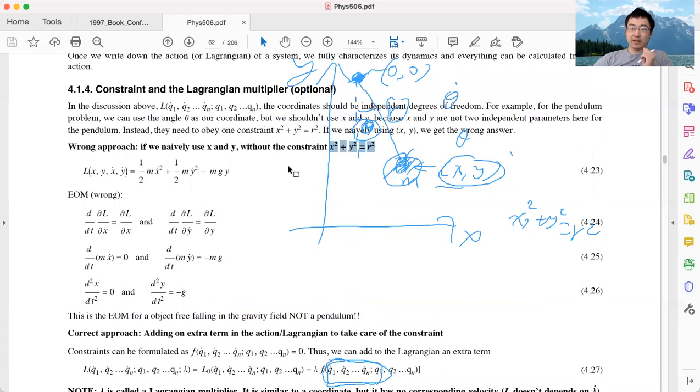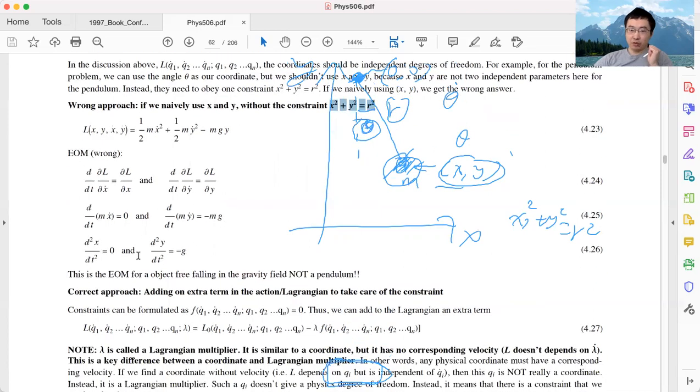The bottom line is, if you use coordinates with a constraint and try to solve the equation of motion using the Lagrangian and variation principle, it is still doable. But instead of the simple Lagrangian we had before, kinetic energy minus potential energy, you need to add one additional term. That term is the so-called Lagrange multiplier. This additional term is my constraint. Whatever constraint I have, I can write it down as some function equals 0. For every constraint, I need to multiply it by an unknown parameter lambda and add it to the Lagrangian.